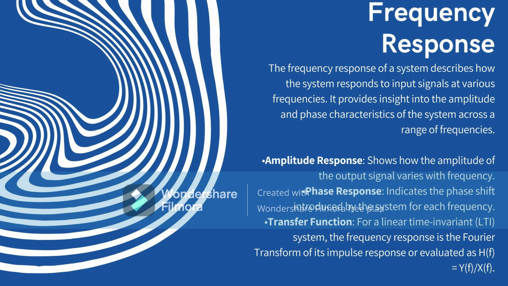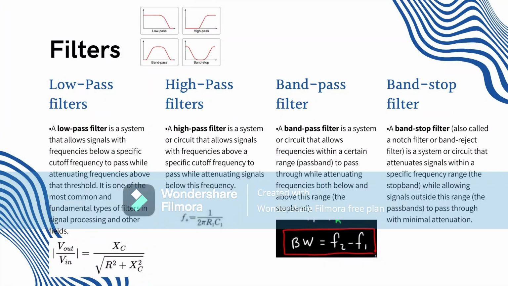So moving on to filters. A low-pass filter, as I said before, is a system that allows signals with frequency below a specific cutoff frequency to pass while attenuating frequencies above the threshold. It is one of the most common and fundamental types of filters in signal processing and other fields.